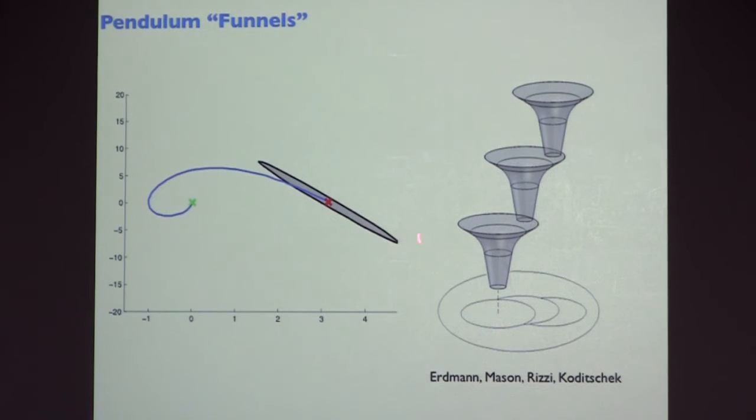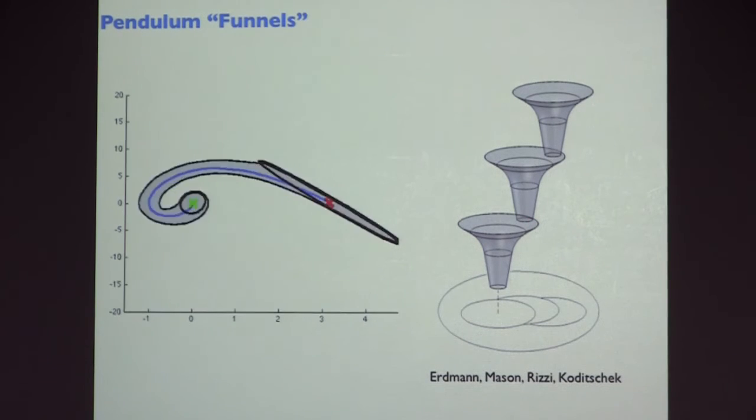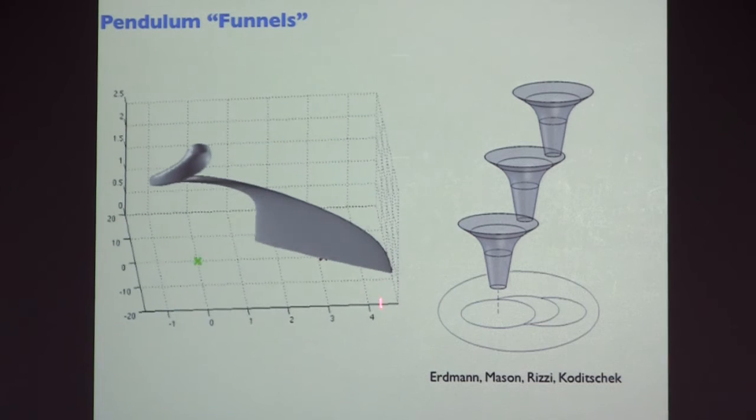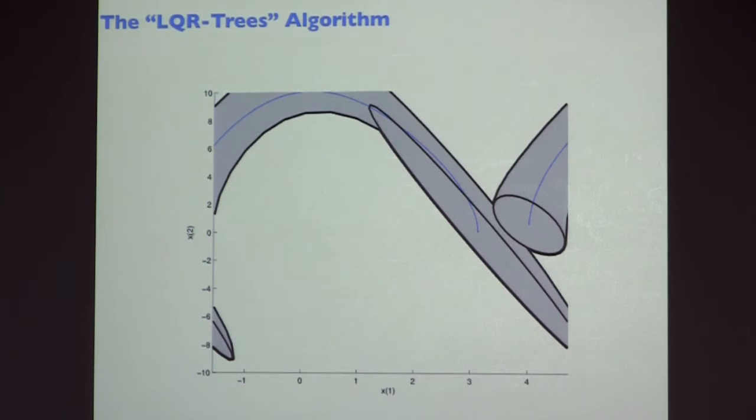So if I have a funnel that I've computed, which takes initial conditions here and brings them to the goal, and if I can design another funnel that goes around this trajectory, subject to the constraint that the output of this funnel ends in the inlet of that funnel, then I can start putting everything together. Let's think of that as another funnel. I can start with the initial swing up trajectory that gets me to the goal.